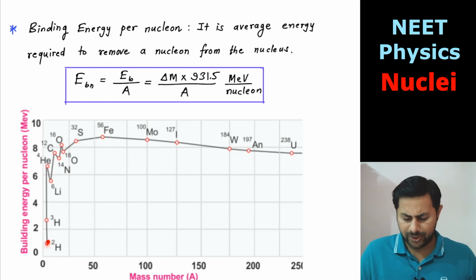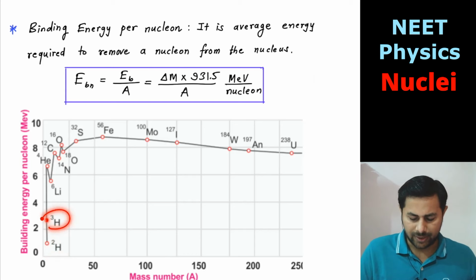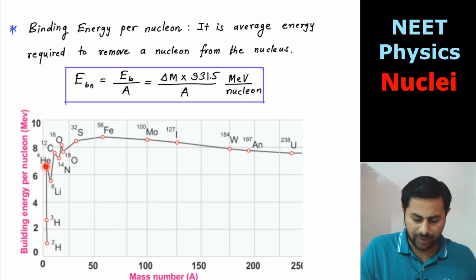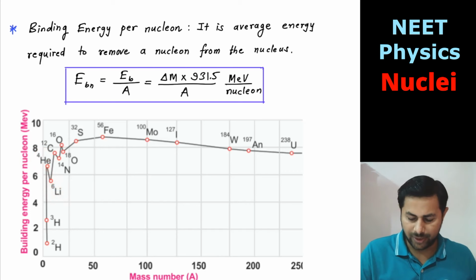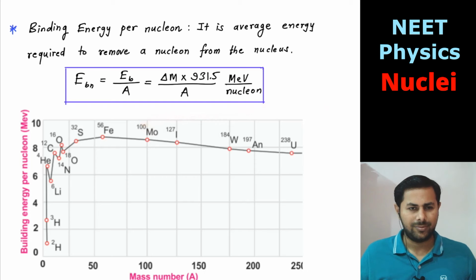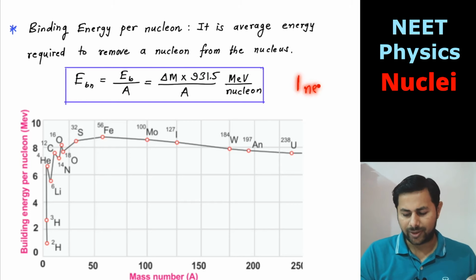Why? Because you have the hydrogen nucleus, then deuterium, after that tritium, then helium, after that lithium. So the number of nucleons is not a continuous number. It goes from 1 to 2 to 3 to 4, then there might be 5, there might be 6. So it changes by at least a magnitude of 1 nucleon.